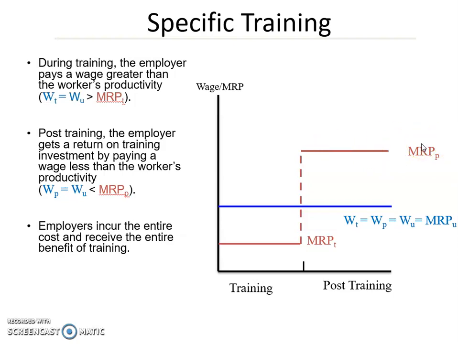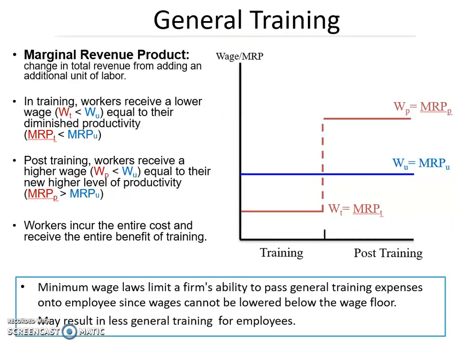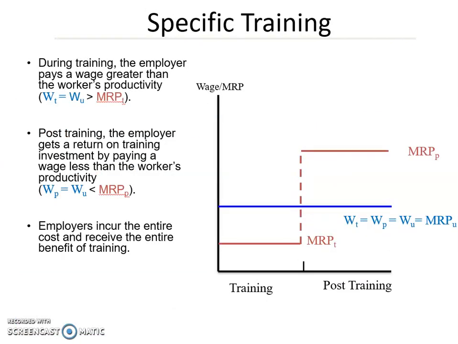From the standpoint of their marginal revenue product, it's very similar to general training. Marginal revenue product drops during the training, and it goes up after the training. No difference. The question is, who's going to pay for the training and who's going to get the benefits? In specific training, the firm is not able to lower the wage to the lower marginal revenue product during the training period. And once the training is done, the worker is not able to get a higher wage to equal their higher marginal revenue product.